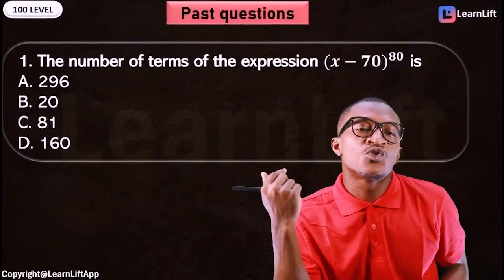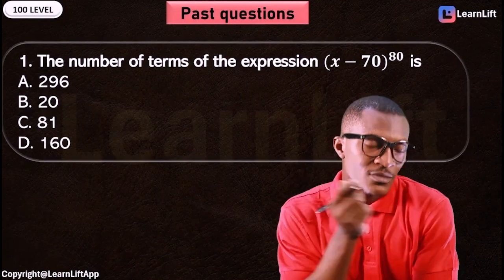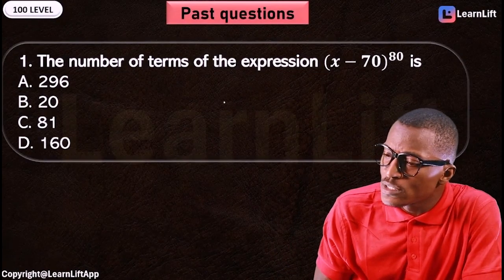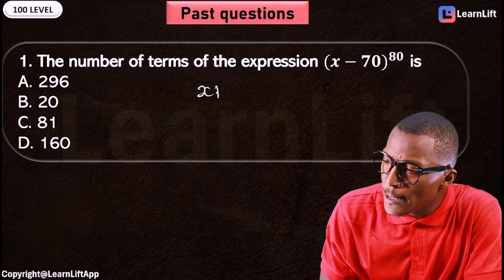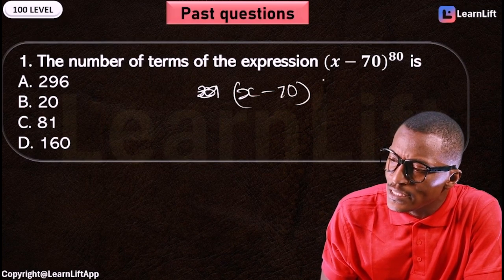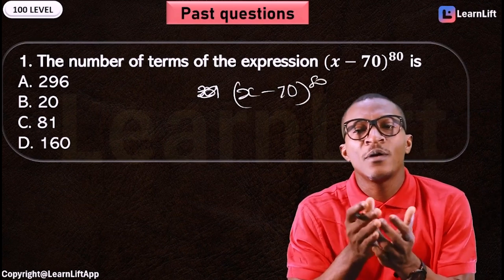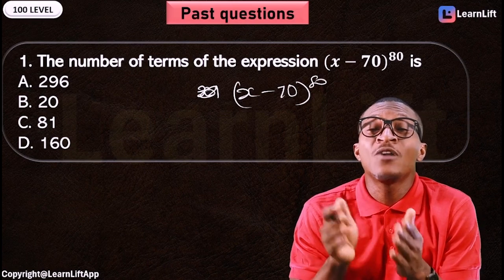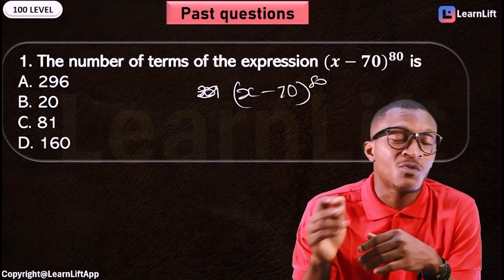So that's the summary we got from that table. Now, let's go straight to a past question. We're told to find the number of terms of an expression. The expression was given as x minus 7 raised to power 80. What's the number of terms? Normally, one is supposed to expand all of them, and after expanding, you start to count them.